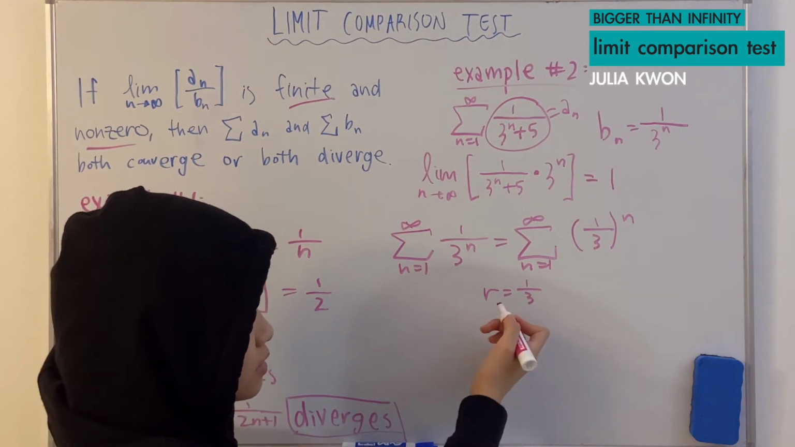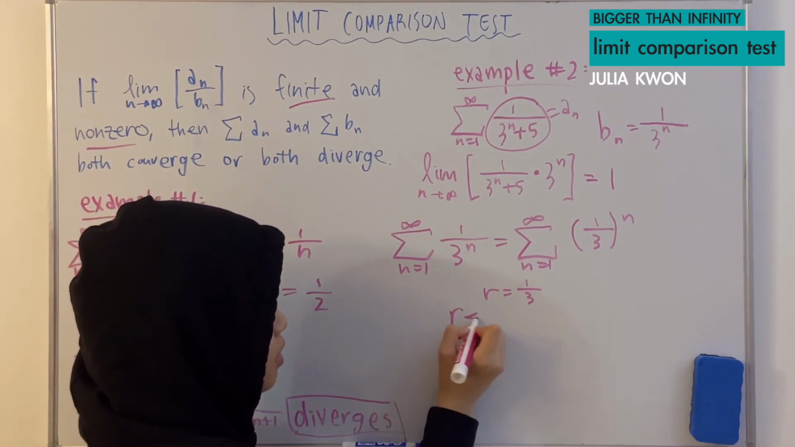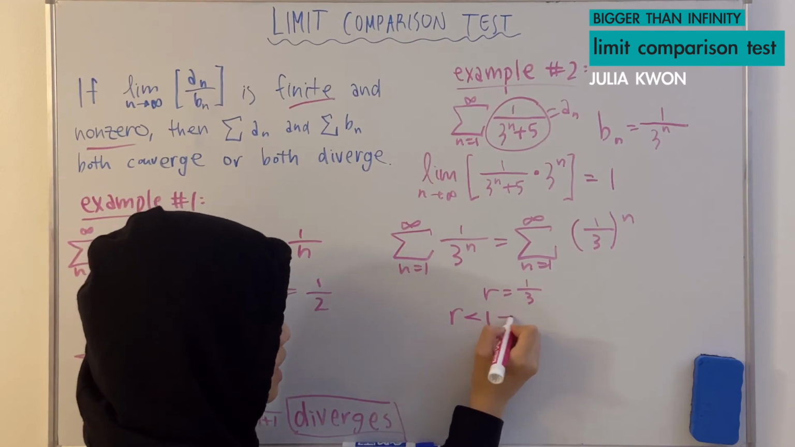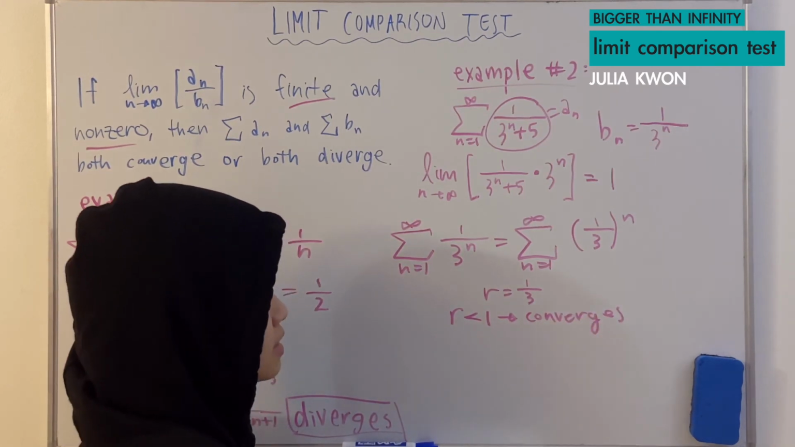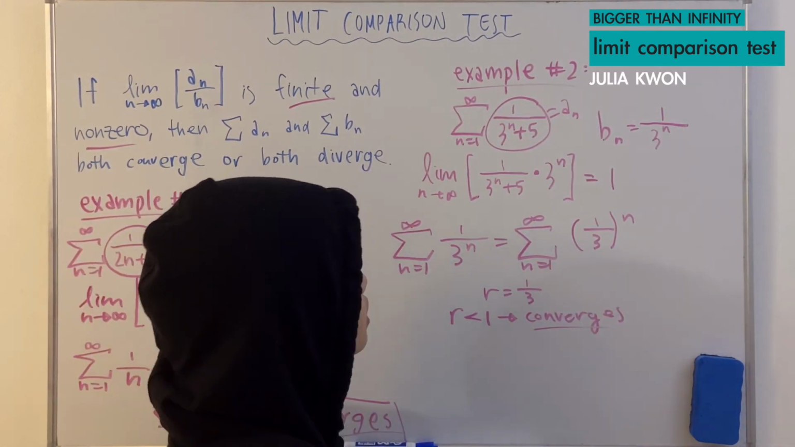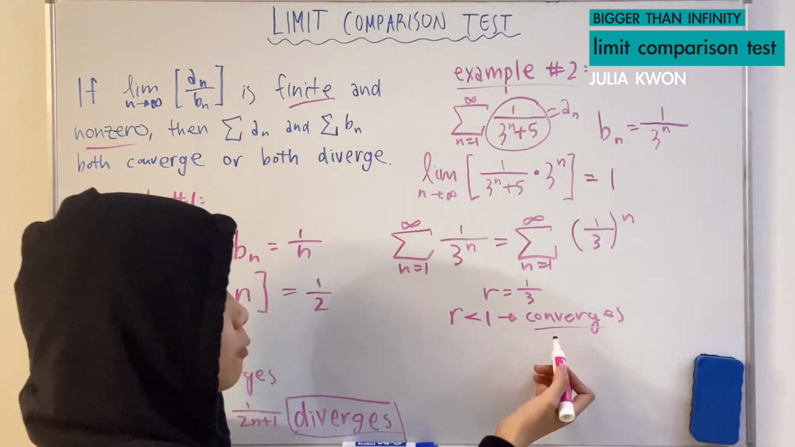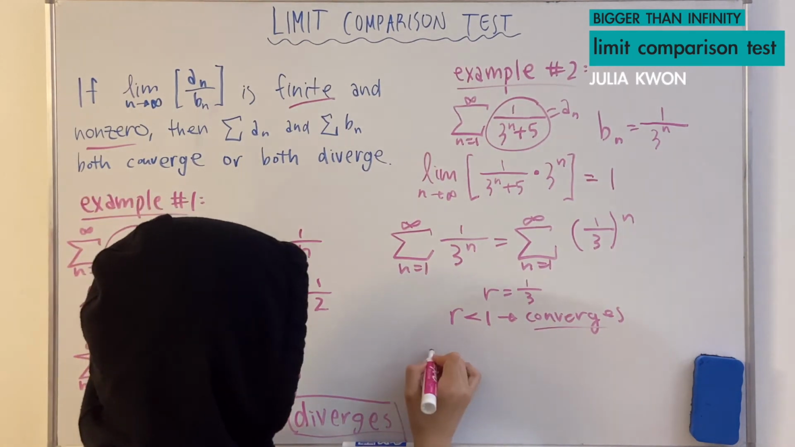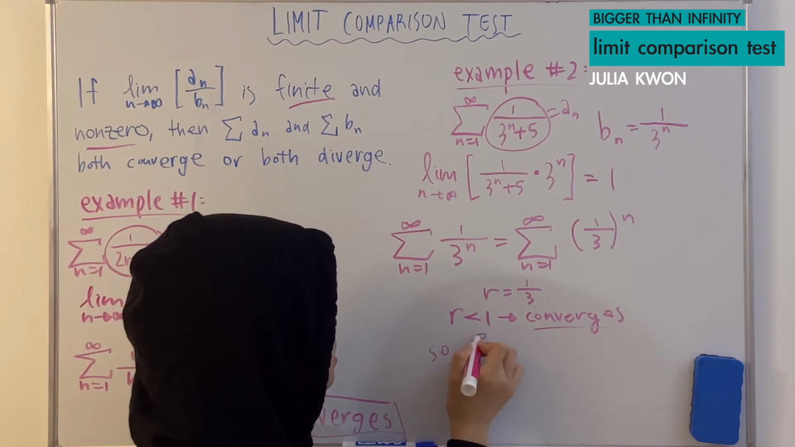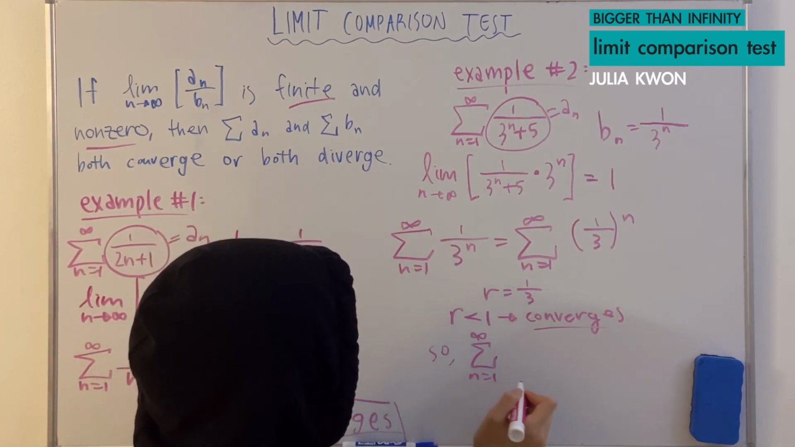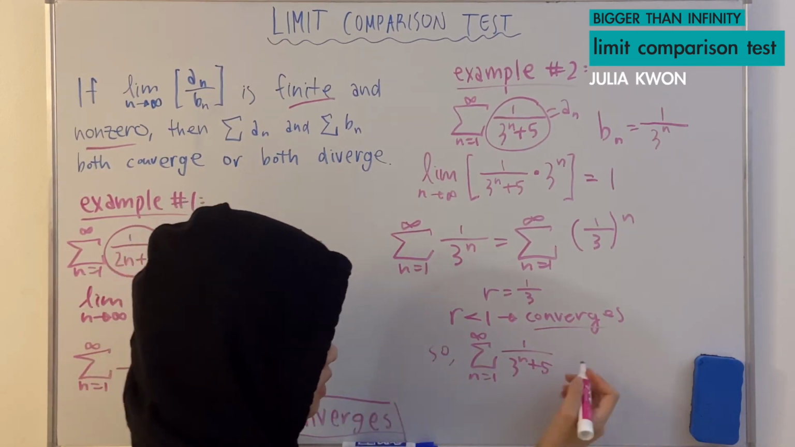In the geometric series, when r is smaller than 1, then that means that the infinite series converges. So that means that this infinite series converges. Since they either both have to converge or diverge, and we know that one of them converges, then of course the other infinite series, which is the infinite series 1 divided by 3 to the power of n plus 5, also converges.